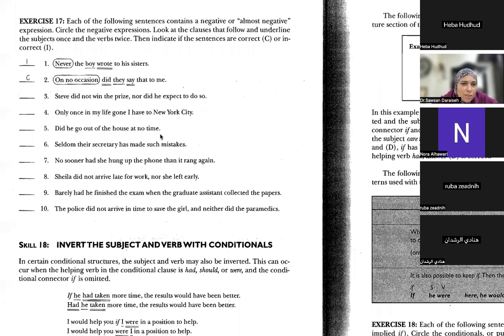Okay, no. You know why? Do you know why? Because the rule says verb, then subject. But we have verb and subject, but after expressions of negativity.